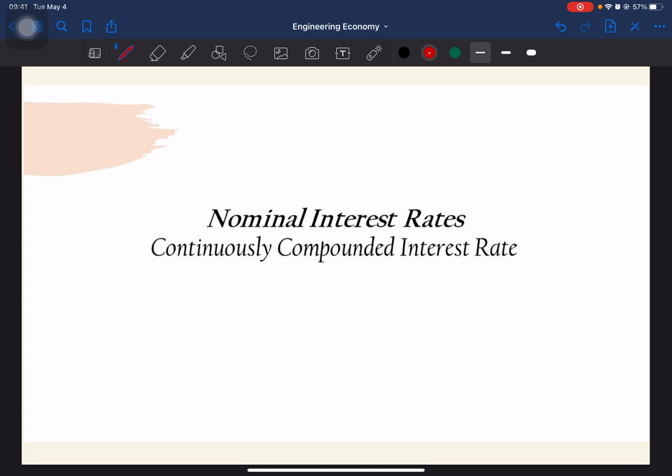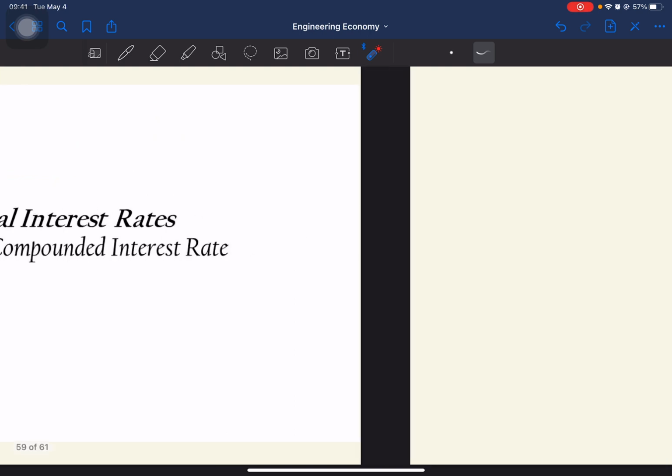So, when you say compounded continuously, what is this? Is this nominal? Is this effective? What does it have to do with the topics we had last time? Last time, we discussed nominal and effective interest rates. Of course, these two are related.